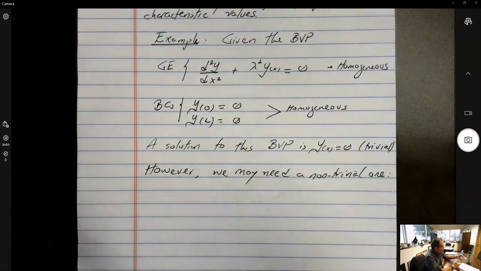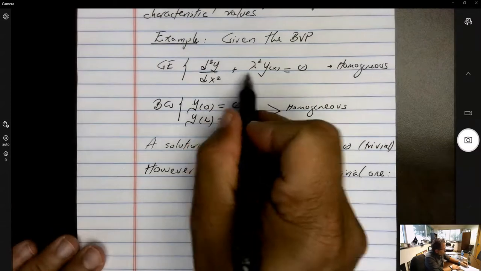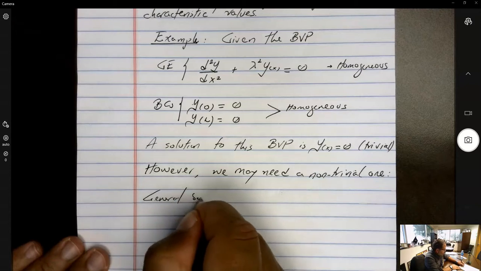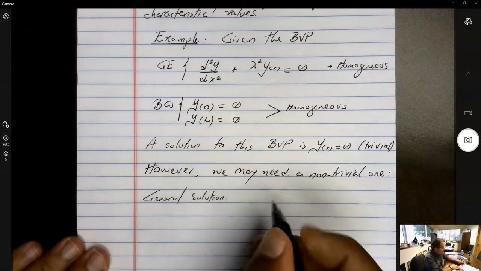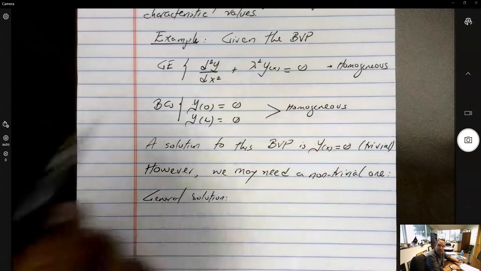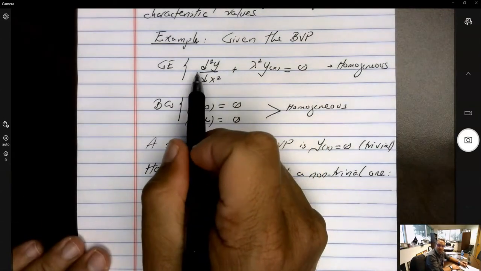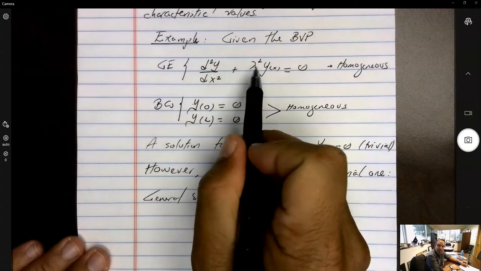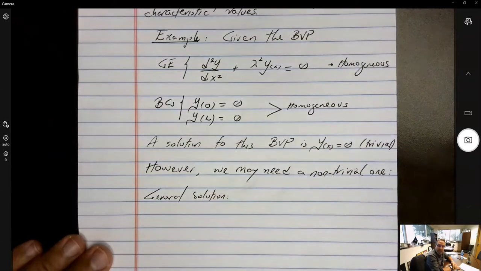So how is it possible that I'm going to get something that is different than 0? Well, let's see. Now, the solution to this problem, the general solution to the second order constant coefficient ordinary differential equation, we can find the roots of this equation. You see you have a is equal to 1, b is equal to 0, c is equal to lambda square. The roots are going to be plus and minus lambda i, and therefore obviously the solution is imaginary.